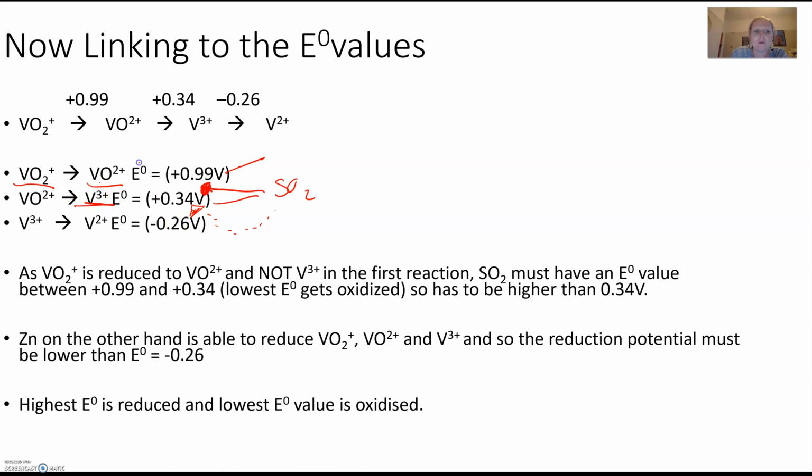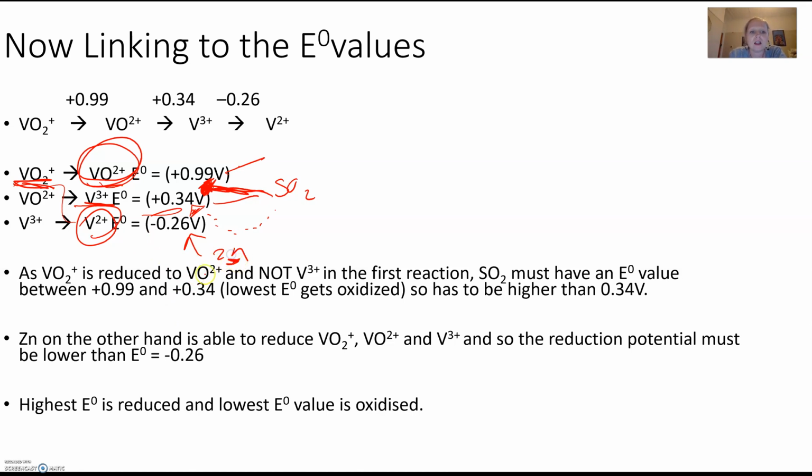But that didn't happen. We only had VO2 plus being produced, which tells us that the E0 had to be slightly higher than the second one here. Slightly higher than 0.34. The next part was, where does zinc lie in all this? Well, we know that when VO2 plus was reacted, it went all the way to V2 plus, which means that zinc must have a cell potential lower than this, because the lowest cell potential gets oxidized and zinc got oxidized.